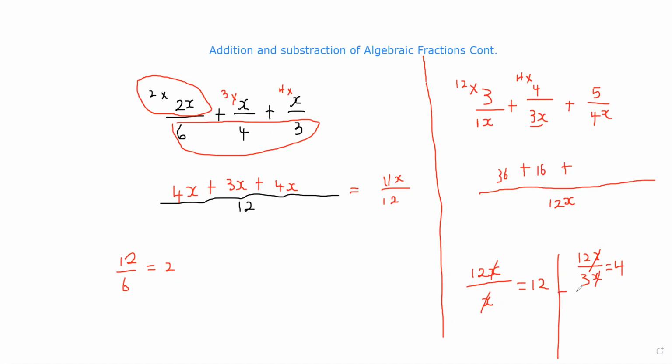Good. Then you do the last one now. 12x divided by 4x. We divide the two coefficients, the two numbers that you see. The 12 divided by 4 is 3, and then the x can cancel out. So we're left with 3. We use the same 3 and multiply it by the numerator. So 3 times 5 is 15. So we add all of these.